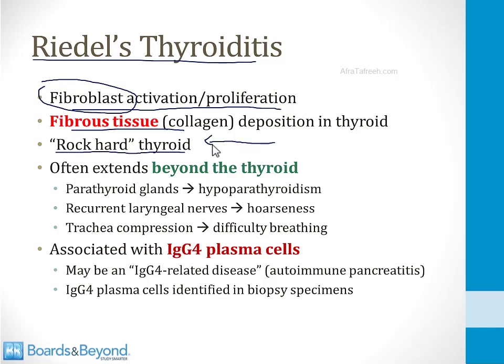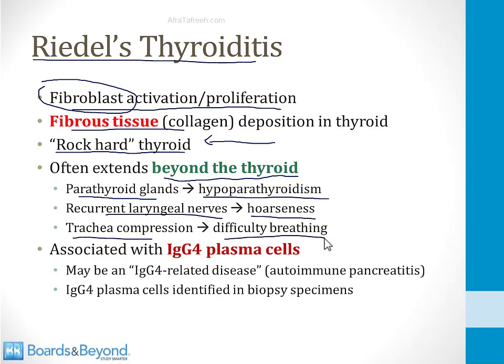Another reason they like to ask you about this rare condition on the boards is because the disease process often extends beyond the thyroid, so they can use this as a way to test your knowledge of neck anatomy. So it can involve the parathyroid glands, which as you know are right next to the thyroid. This can lead to symptoms of hypoparathyroidism. It can involve the recurrent laryngeal nerves and lead to hoarseness. It can compress the trachea and lead to difficulty breathing.